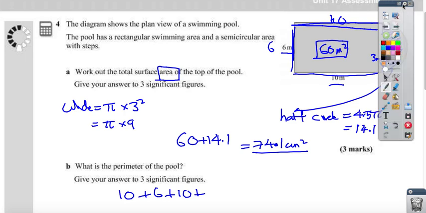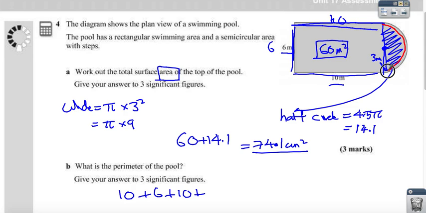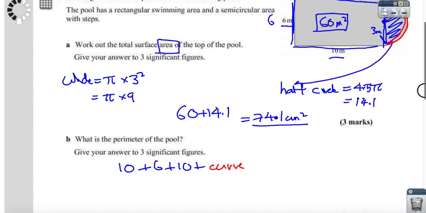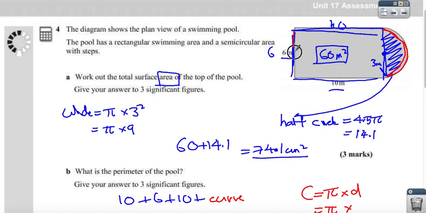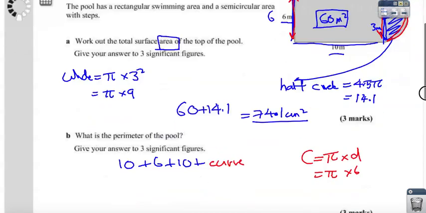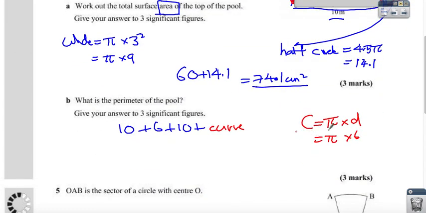Let's change colour. So there's your curve length. We have to find that curve length. So I'm going to put curve. Now the curve is part of a circle. So if we went the whole way around a circle, it's called circumference. So if we do the circumference of the whole circle, the formula is pi times diameter. So circumference is pi times, we look at the diameter, that's the whole way across, which means that distance there is 6.